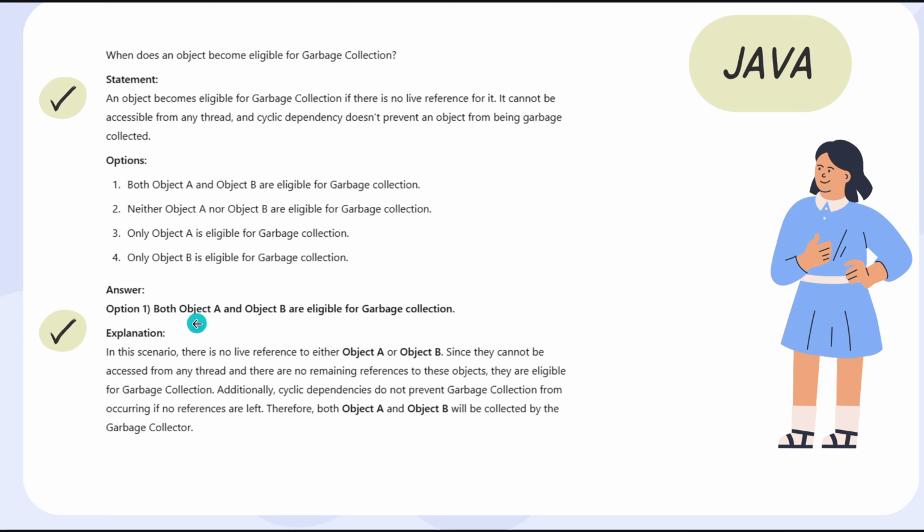See here, the correct answer is object A, object B are eligible for garbage collection. Okay, see, in scenario there is no live reference to either object A or object B. If the created objects are no more in live condition, they are collected by the garbage collector. Okay, an object becomes eligible for the garbage collection if there is no live reference for it. Okay, it cannot be accessible from any thread, and cyclic dependency does not prevent an object from being garbage collected. Let us move into the another question. I hope you got it. Have a clear idea on garbage collection topic.